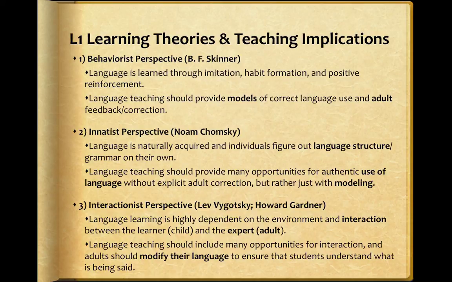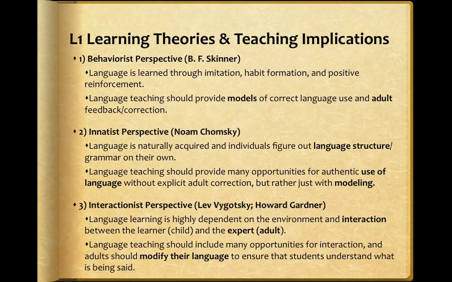There's also the innatist perspective. This comes from Noam Chomsky, who is extremely influential and still is in linguistic theory. In this case, language is naturally acquired and individuals figure out language structure and grammar on their own. This sounds a lot like naturalistic learning, right? How we learn a first language. On this take, language teaching should provide many opportunities for authentic use of language without explicit adult correction, but rather just with modeling. You're not really correcting.